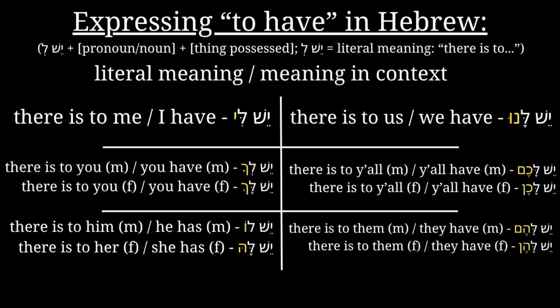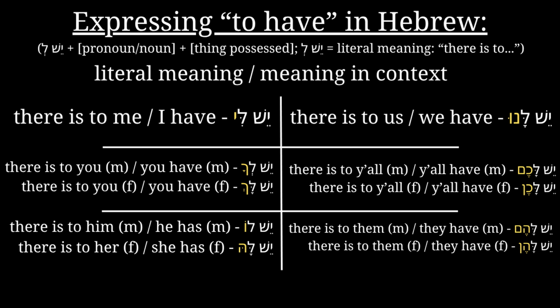Yesh lanu. There is to us, or we have. Yesh lachem. There is to y'all masculine, or y'all have masculine. Yesh lachen. There is to y'all feminine, or y'all have feminine. Yesh lahem. There is to them masculine, or they have masculine. Yesh lahen. There is to them feminine, or they have feminine.